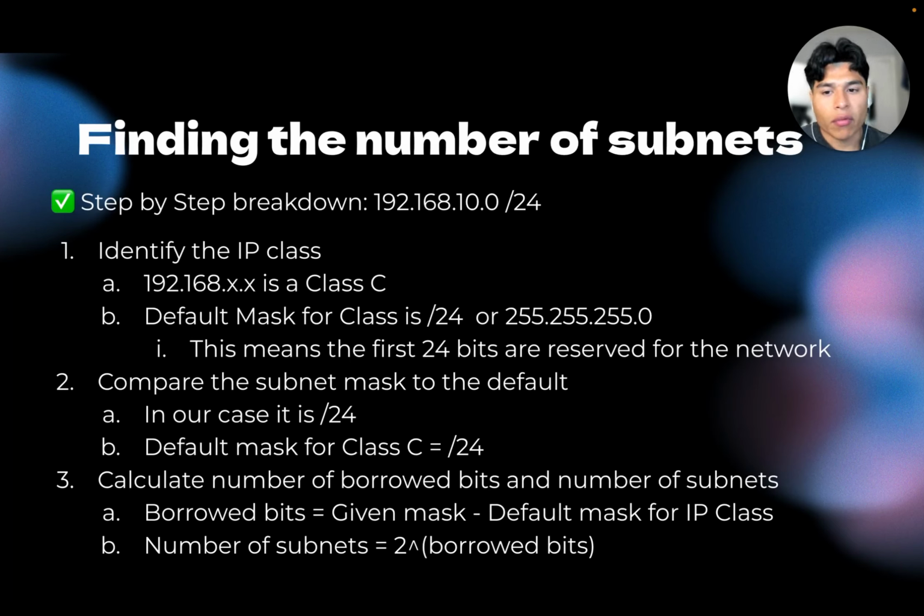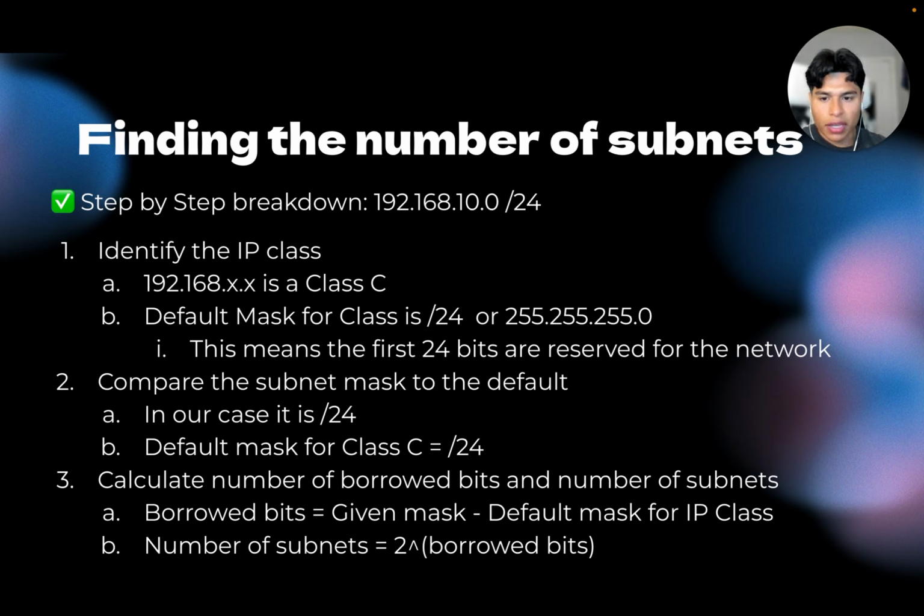So 192.168.x. Remember, the first octet tells us what IP address class it belongs to. So this is 192, right? So it's going to be a class C, right? And the default mask for a class C is /24. That means that there's 24 bits that are reserved for the network.